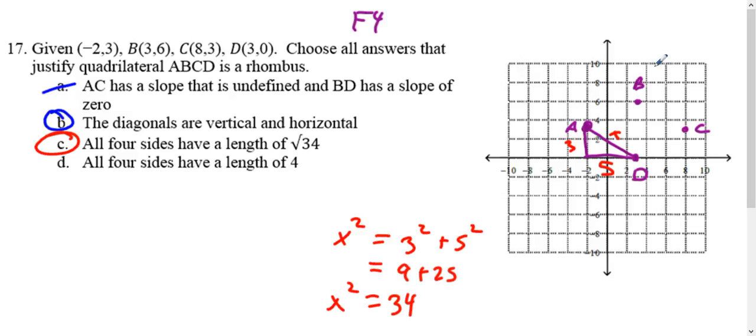So remember, option A was really close to being true. They just had AC and BD flipped. If it would have said BD has a slope that's undefined and AC has a slope of 0, that would have been true.